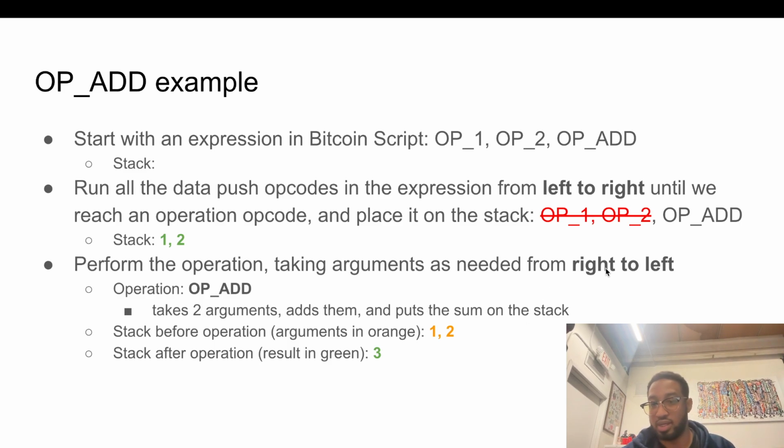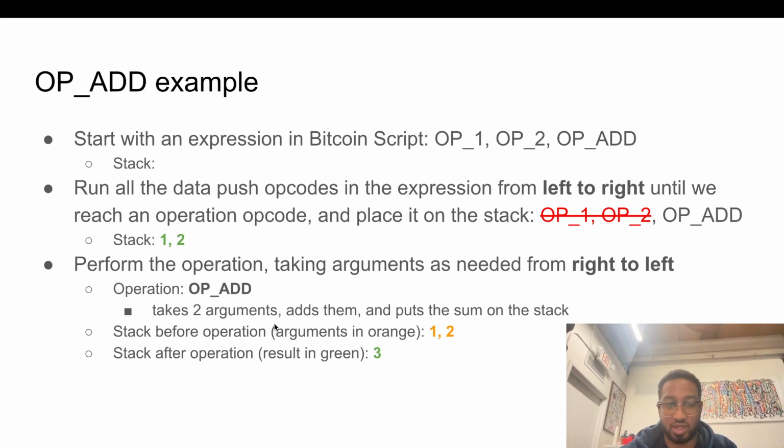So this is also important. Remember, you take from right to left. With op-add, it doesn't matter. Addition is commutative, so 1 plus 2 or 2 plus 1 equals the same thing. But sometimes the order of your arguments matters depending on the command opcode that you're using, in which case you have to understand that you're going to be reading things from right to left on the stack.